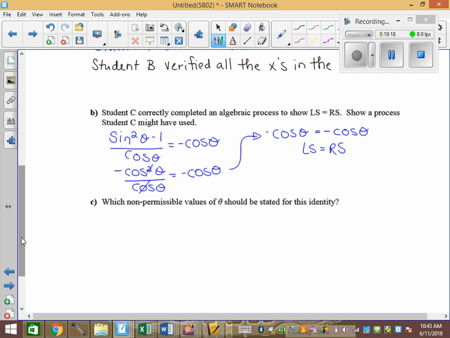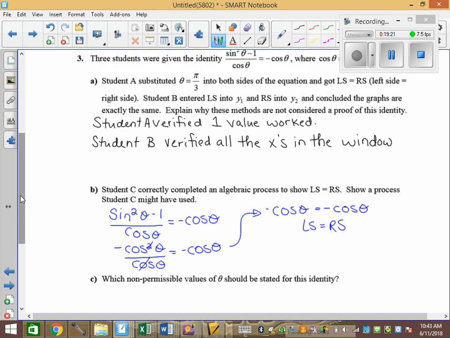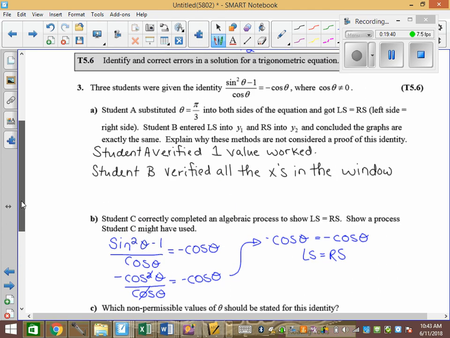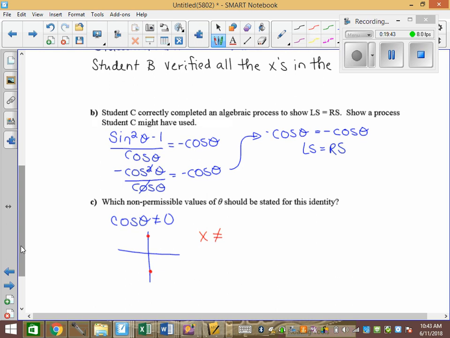Okay? What non-permissible values? What's the only thing in the domain? Just cos. So we're going to state where cos theta can't equal 0. Where does cos theta equal 0? When x equals 0, which is 90 and 270. So it's just x. Didn't say anything about degrees or radians. It's in radians. So there is no x in this question. Theta cannot equal pi over 2 plus pi n, n an integer.